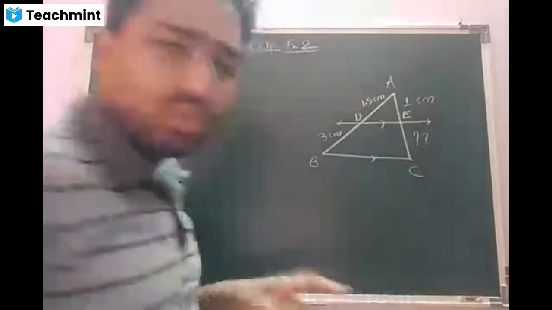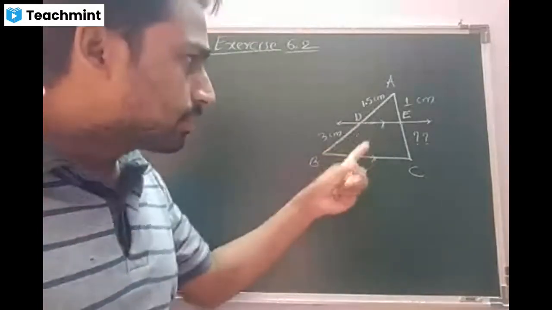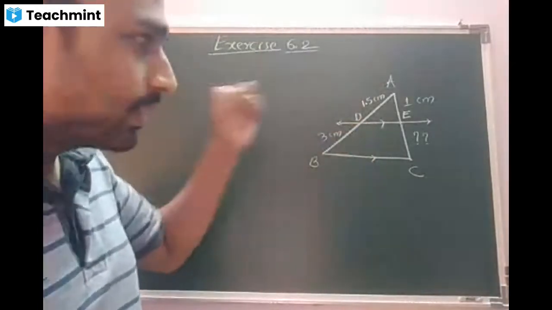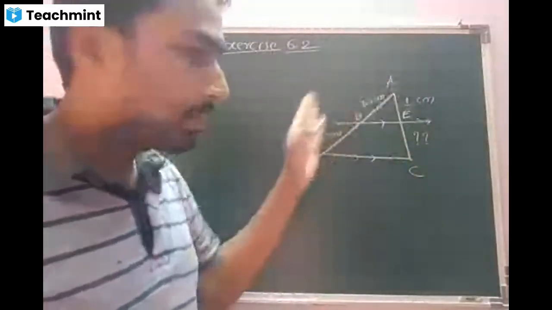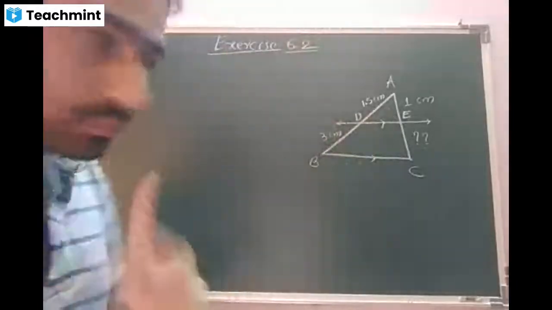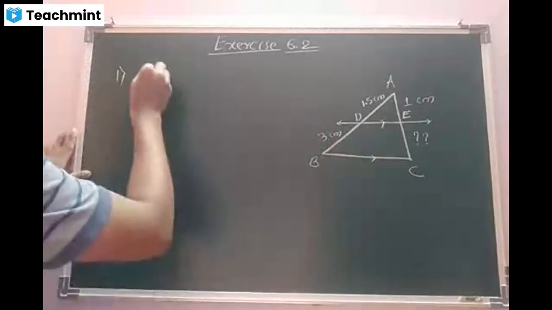Yes, sir. So the concept is very simple. Apply the BPT. This is parallel to this. Therefore, part by part left side is equal to part by part right side. Out of 4, 3 are known, so 1 can be found very easily. Am I right, beta? Yes, sir. So let us begin with the answer.